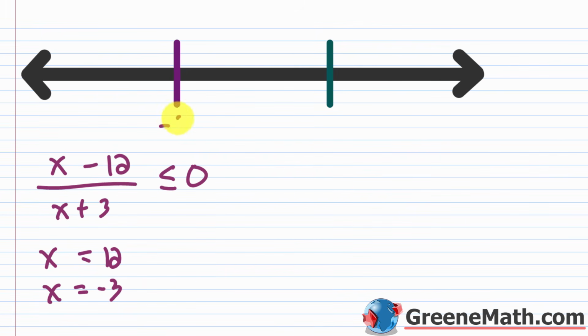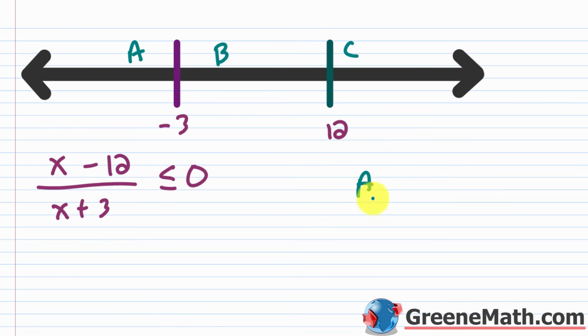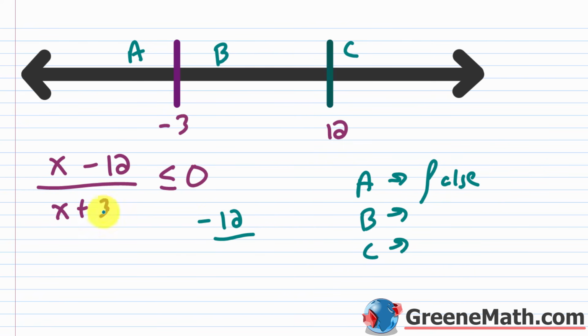So coming back down here, let's put this as negative 3. Let's put this as 12. Let's say this is A, B, and C. So let's see what we have here. All right, for A, let's maybe pick negative 4. So negative 4 minus 12 is negative 16. This is over negative 4 plus 3. That's going to be negative 1. So is this less than or equal to 0? Well, this is going to be a positive 16. So basically, a positive number is never less than 0 or equal to 0. So this is going to be false. Then for B, you could pick 0. So this is negative 12 over 0 plus 3 is 3. So if you do the division here, you're going to get negative 4.